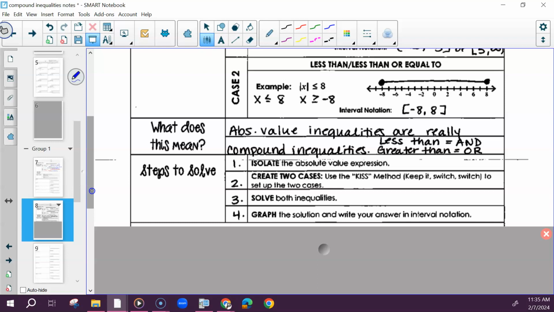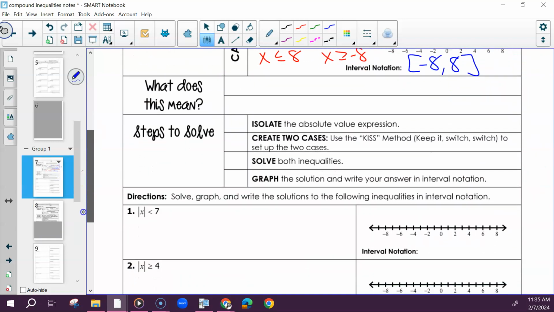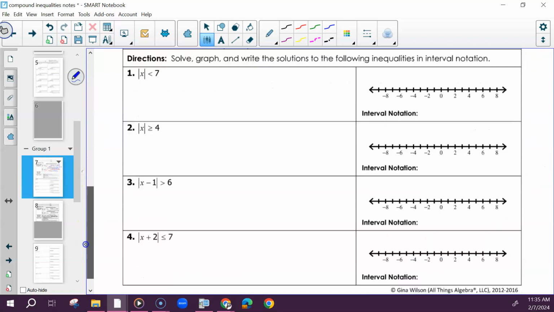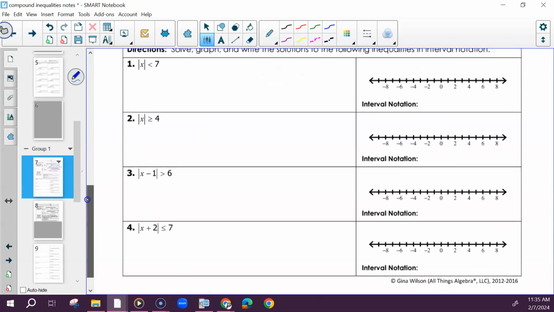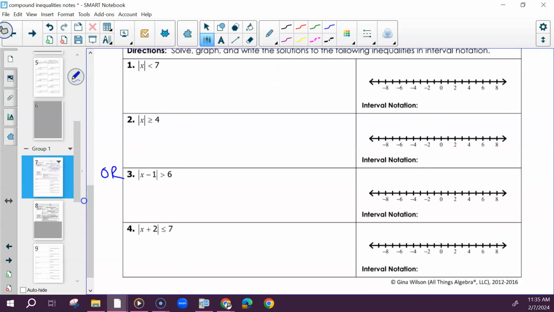So we are not going to do the first two because they're very similar to the ones we just did, but we will start at 3. So right now, we know that the signs wouldn't change because we're not going to multiply or divide by a negative number. So greater than, we know, is or. And that's something we could say at the beginning.